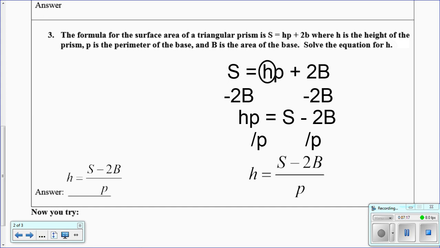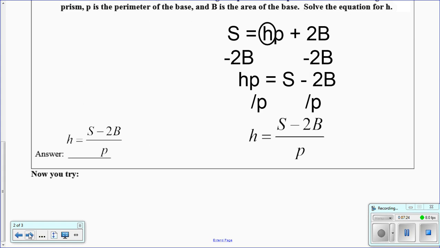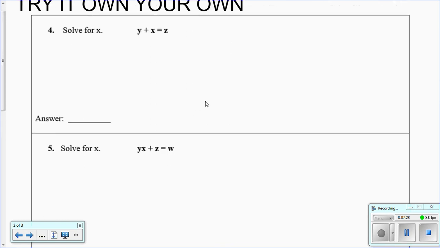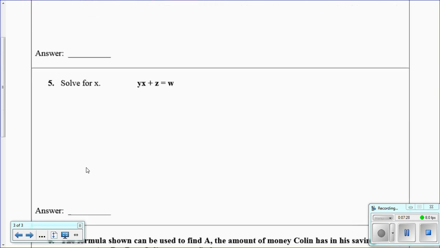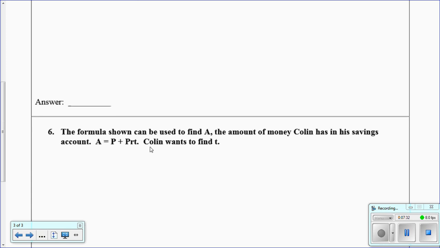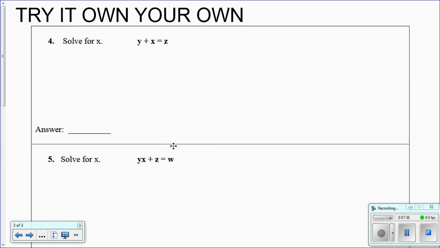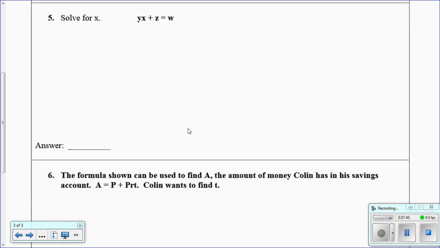Okay? So now you are going to try the next 3 on your own. So solve for x, and then this formula. Okay? And when you come back, we will go over these answers.